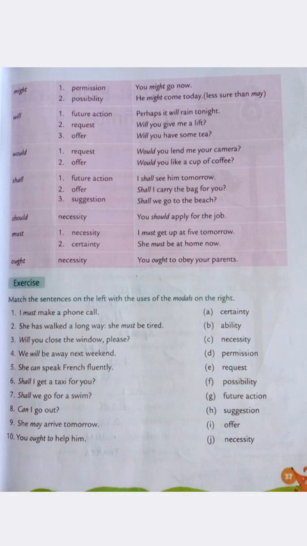Ninth, she may arrive tomorrow. Possibility, option F. Okay. And now the last, tenth one. You ought to help him. Option J, necessity. So have you all understood till here? Okay, thank you.